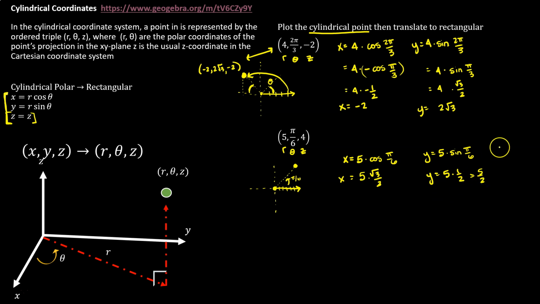And then the z value gets copied over. Z is equal to 4. So this point in rectangular form would look like 5 root 3 over 2, 5/2, 4.